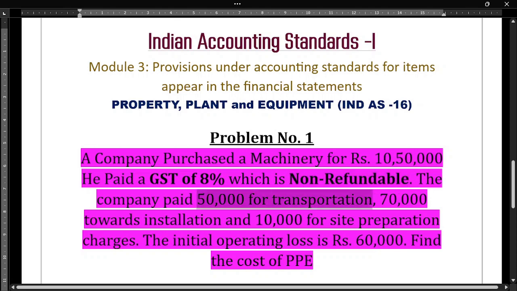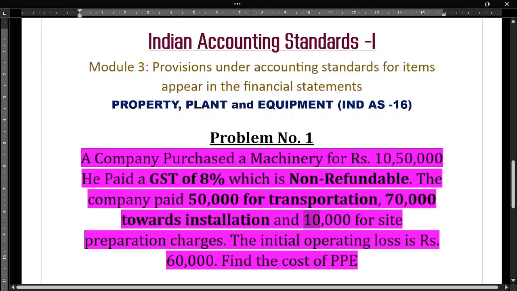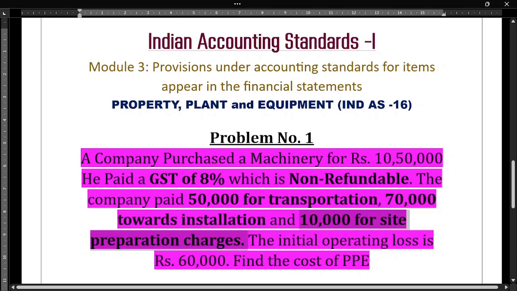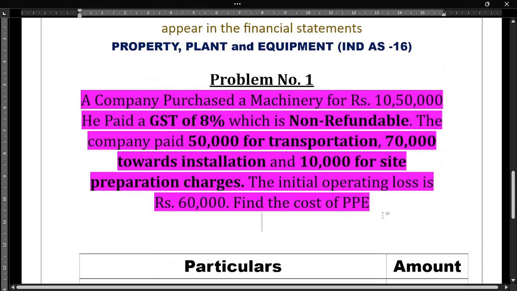The company paid 50,000 towards transportation, 70,000 towards installation, and 10,000 for site preparation charges. The initial pre-operating loss is rupees 60,000. Find the cost of PPE.